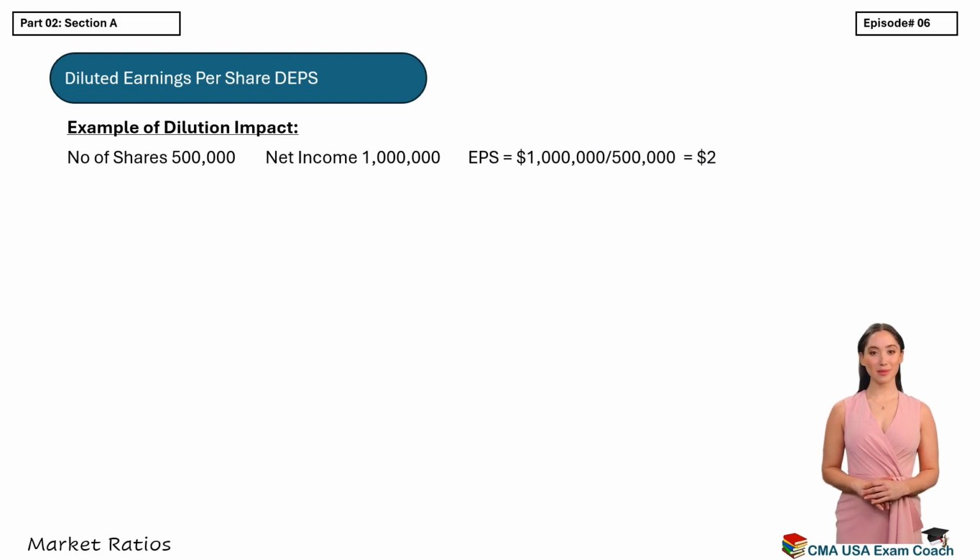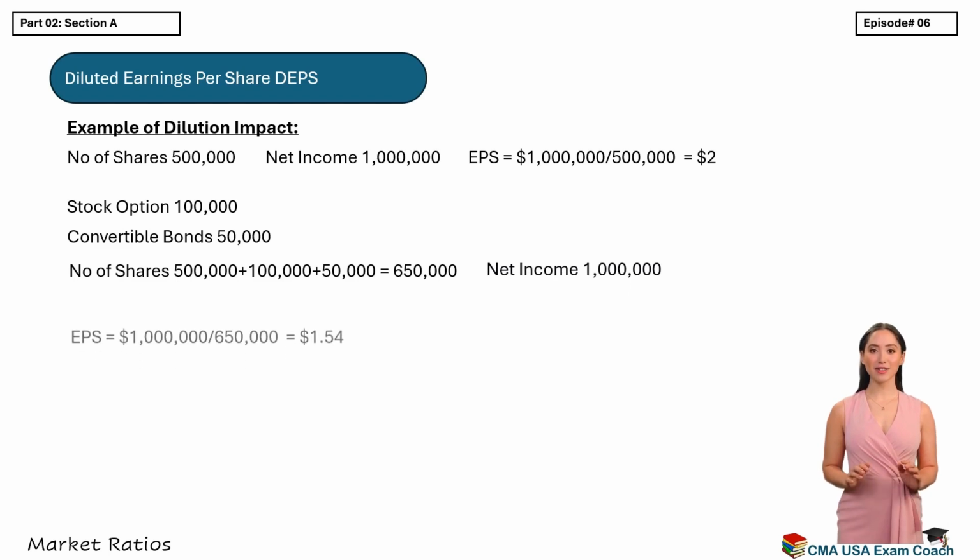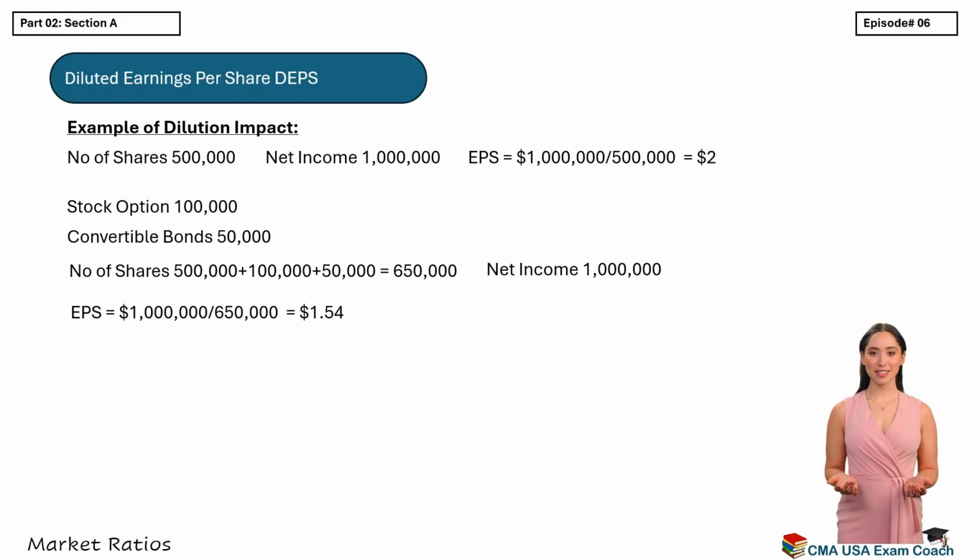Now, suppose the company has 100,000 stock options and 50,000 convertible bonds that can be converted into common stock. If all of these are exercised or converted, the total number of shares increases to 650,000. Now, we recalculate EPS using the same net income of $1 million, but divide it by 650,000 shares. This gives us a diluted EPS of $1.54. As we can see, the diluted EPS is lower than the basic EPS because the total number of shares increased due to the potential dilution from stock options and convertible bonds.